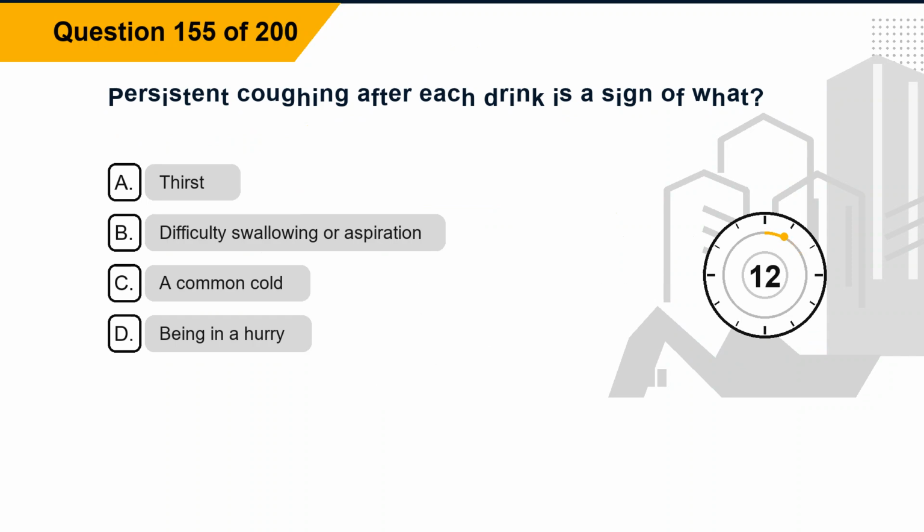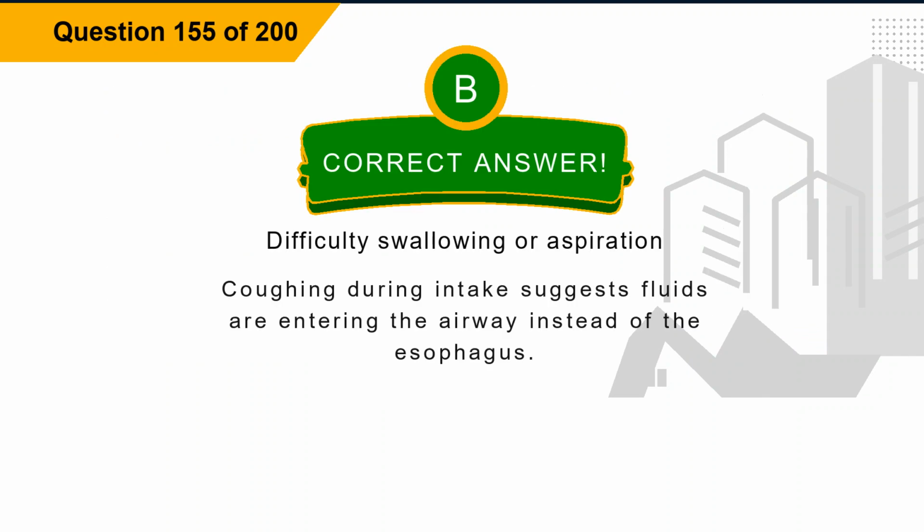Question 155. Persistent coughing after each drink is a sign of what? Option A, thirst. Option B, difficulty swallowing or aspiration. Option C, a common cold. Option D, being in a hurry. The correct answer is option B, difficulty swallowing or aspiration. Explanation. Coughing during intake suggests fluids are entering the airway instead of the esophagus.